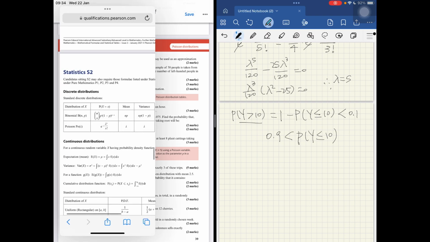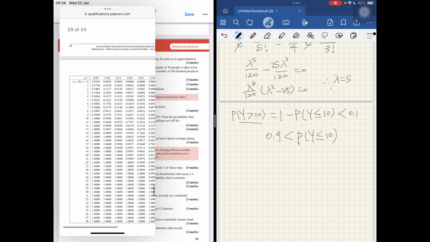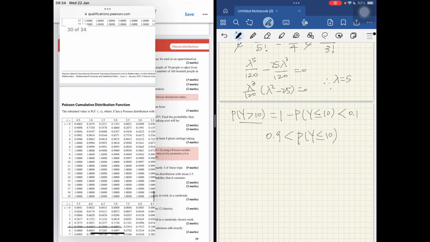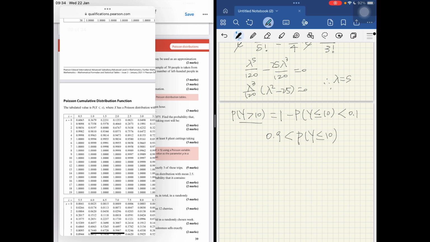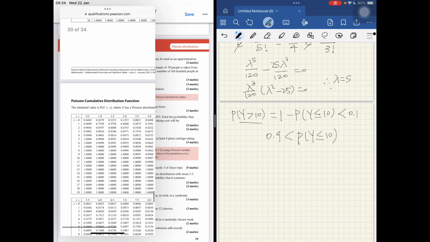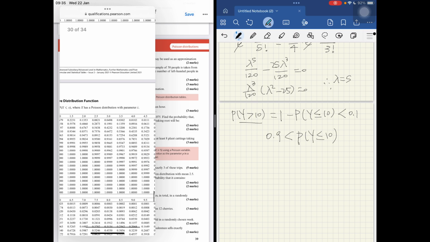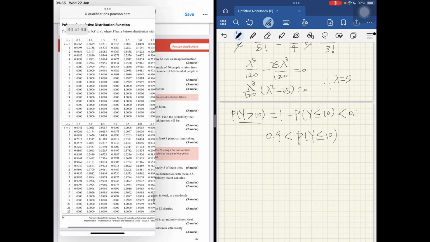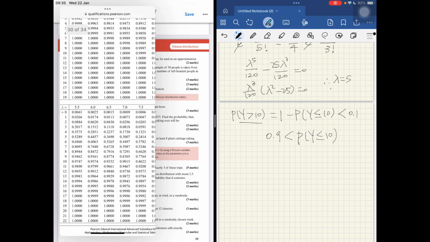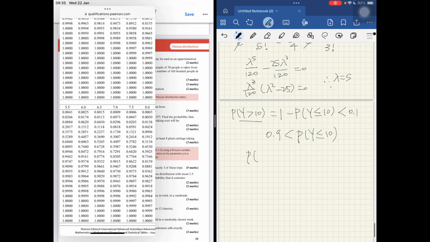So now we can use the table here. We will find the number which is larger than 0.9. So this is cumulative, P(X smaller or equal to x) for Poisson. So when x equals 10 here, this should be larger than 0.9. Wow, so here we found 7 and 8.